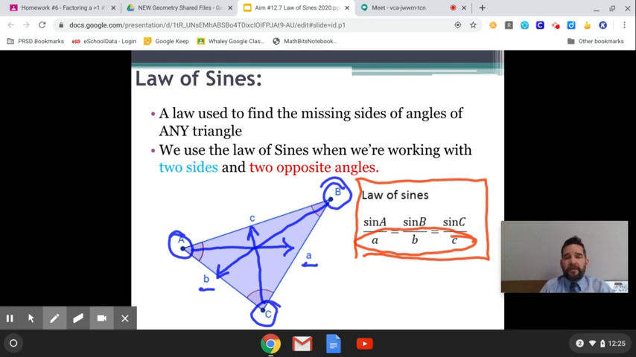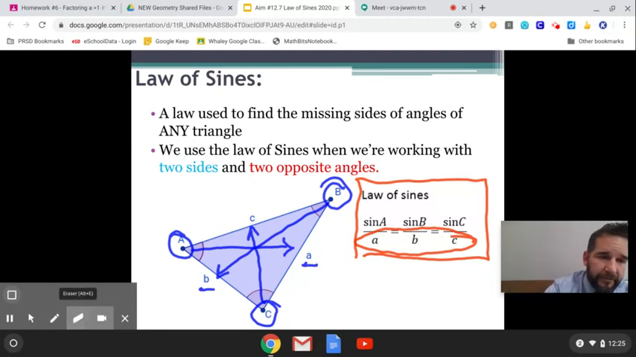Don't worry, you won't be using all three of the ratios when you go to solve a problem. You only use two of them, and when you have two of them, it'll set up a proportion that you can solve. Okay, well, enough of the abstract stuff. Let's look at an example. Ultimately, today our goal is to find missing sides and missing angles of triangles that are not right triangles.